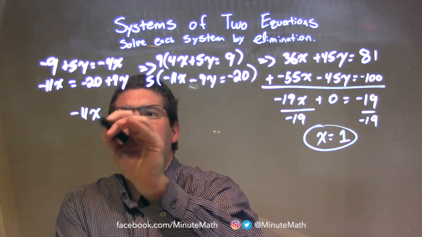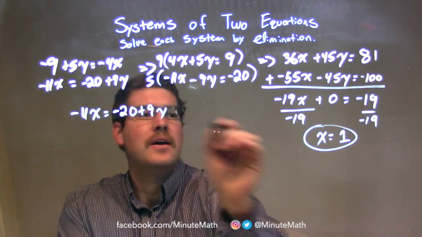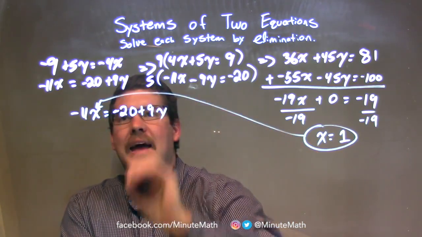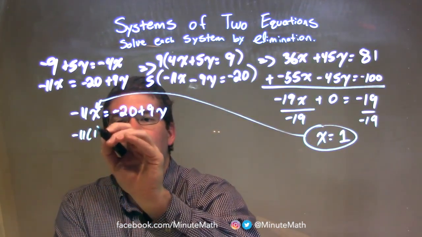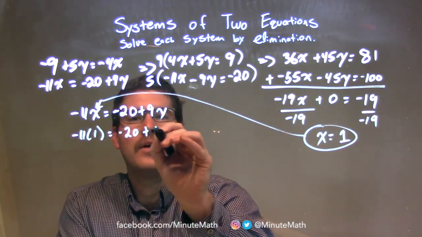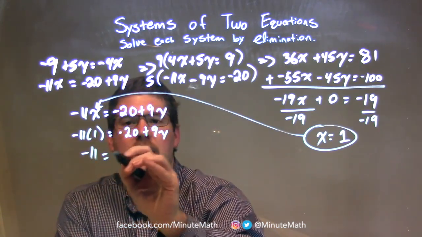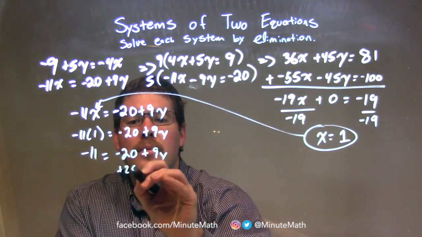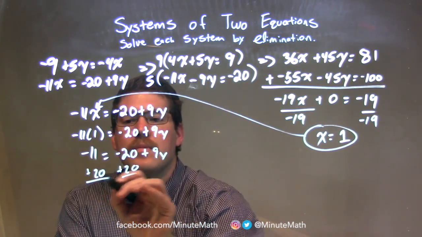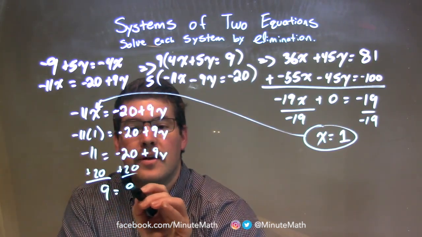Negative 11x equals negative 20 plus 9y. And let's plug in 1 for x. We have negative 11 times 1 equals negative 20 plus 9y. Negative 11 times 1 is just negative 11 equals negative 20 plus 9y. I'm going to add a 20 to both sides. That leaves me with a positive 9 equals 9y.